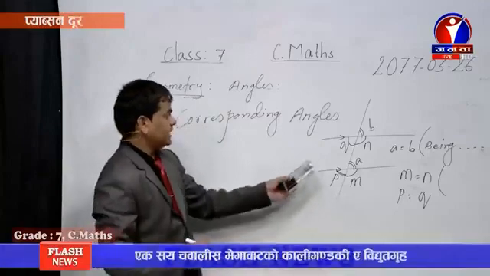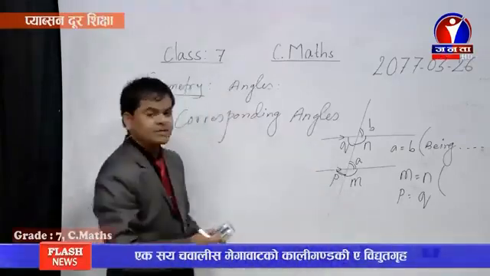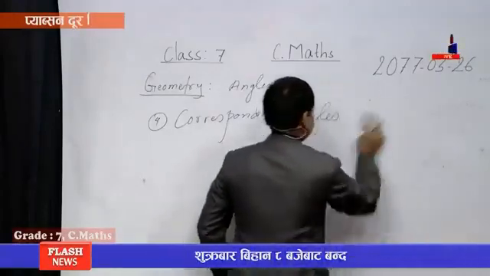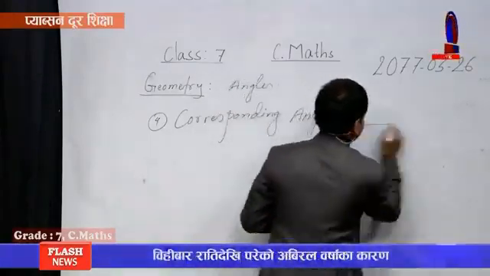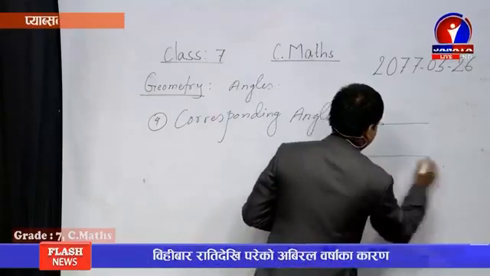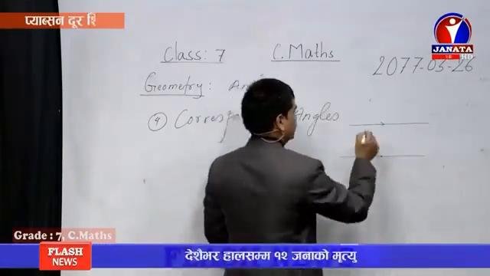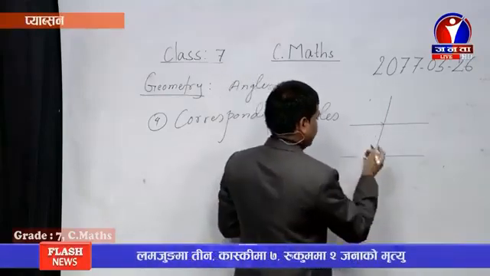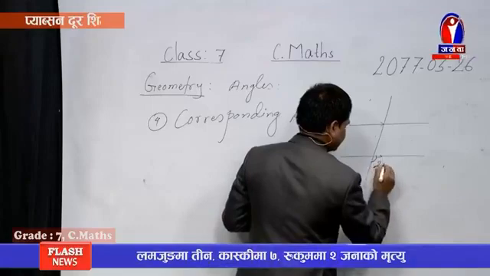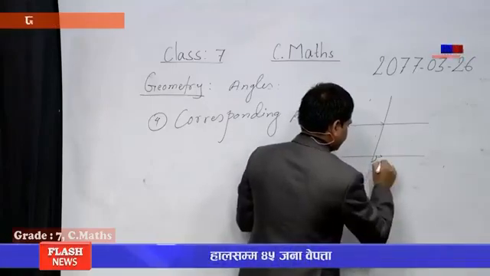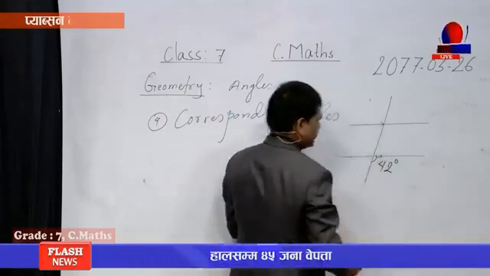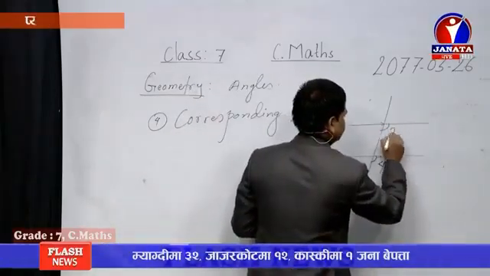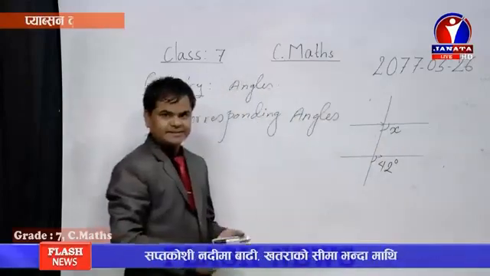So regarding this concept, I'm going to present some questions so that you will do after this, in order to find out the corresponding angle. Suppose this one line is parallel to this one, and then after I'm going to represent a transversal, and to this one I'm going to present 42 degree. If it is 42 degree, then what about this? Find out the value of X.